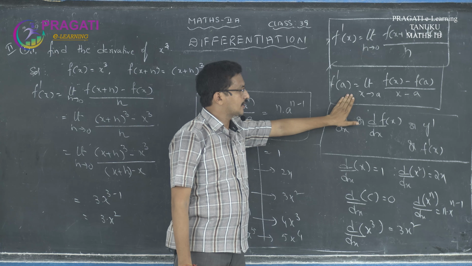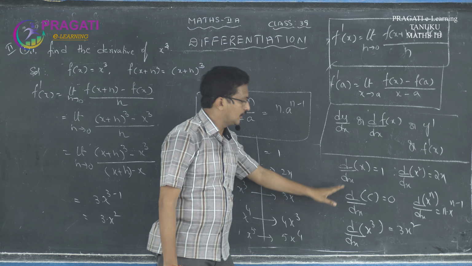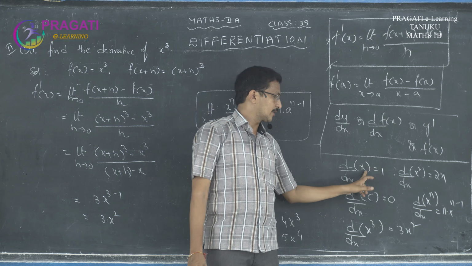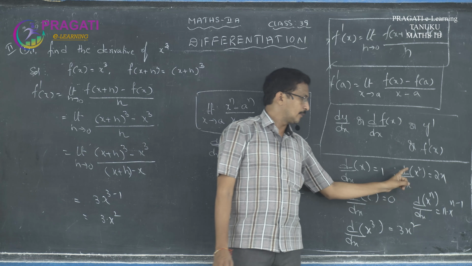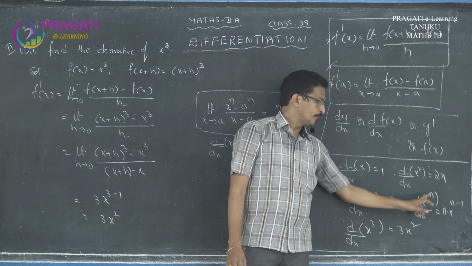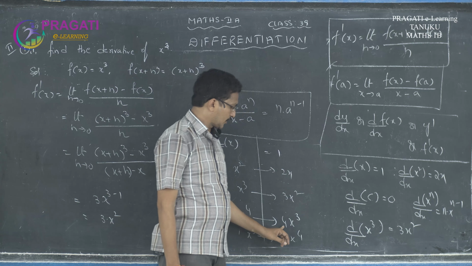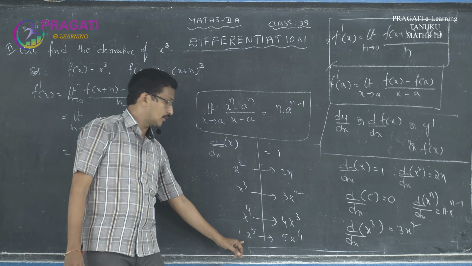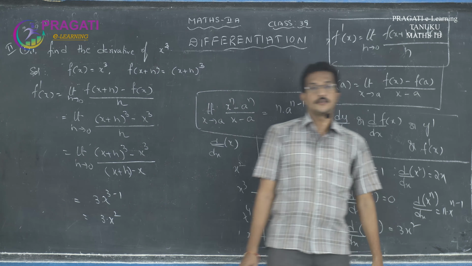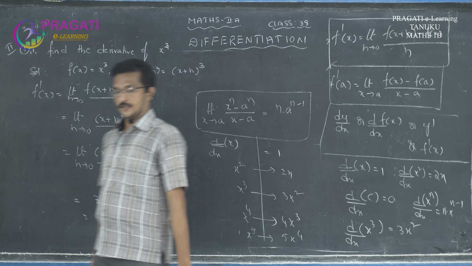It is the derivative at x equal to a. These are the notations. Here we proved that d by dx of constant is equal to 0, d by dx of x is equal to 1, d by dx of x square is equal to 2x, d by dx of x cube is equal to 3x square, d by dx of x power 4 is equal to 4x cube, d by dx of x power 5 is equal to 5x power 4, and so on. d by dx of x power n is equal to n into x power n minus 1.